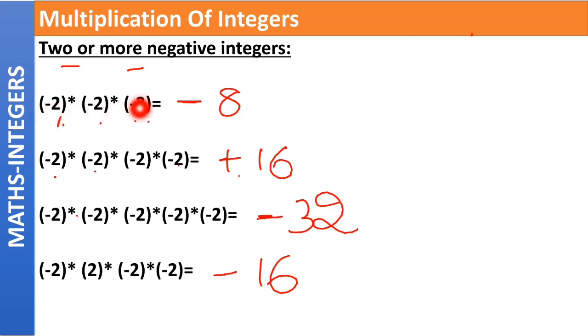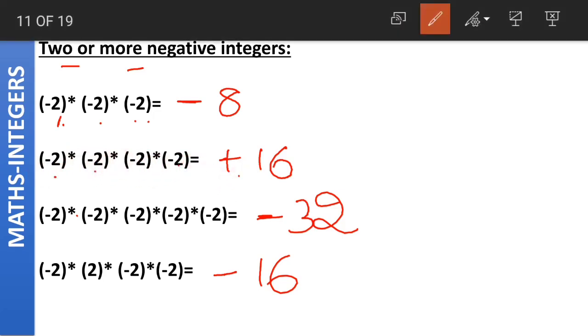Here there were 3 negative signs. How many negative signs? 3 negative signs. So the answer we got also had a negative sign. But here we had 4 negative signs: 1, 2, 3, 4. So the answer we got had a positive sign. Here we had 1, 2, 3, 4, 5, 5 negative signs and the answer had a negative sign.